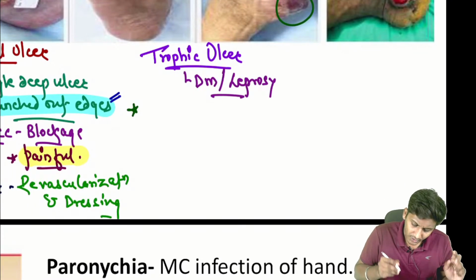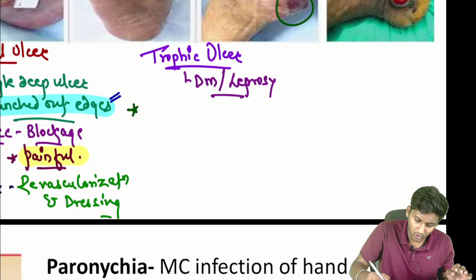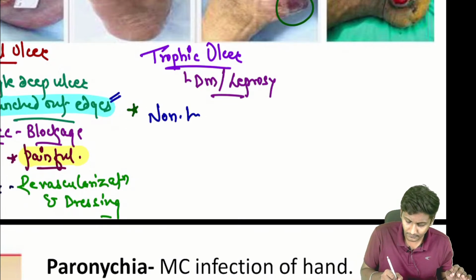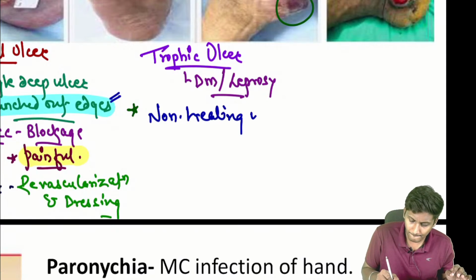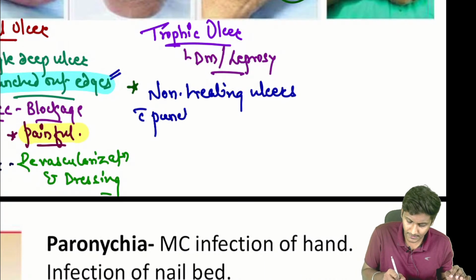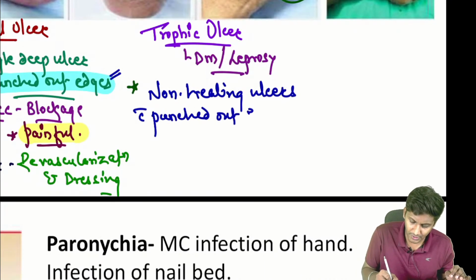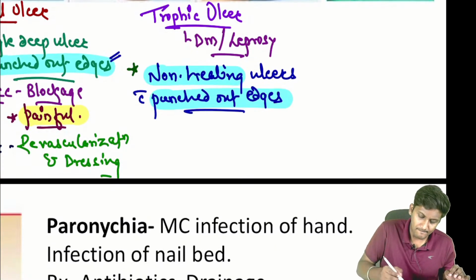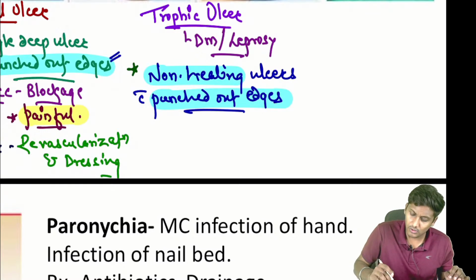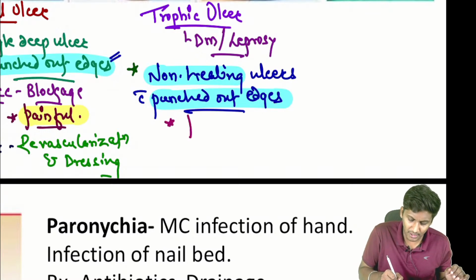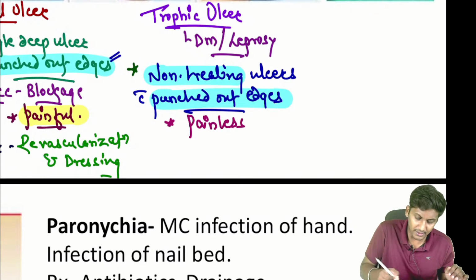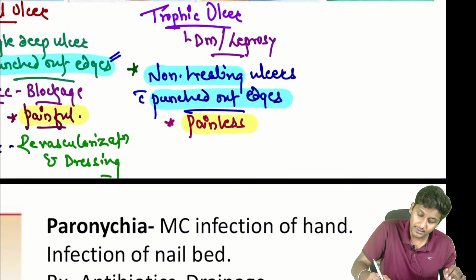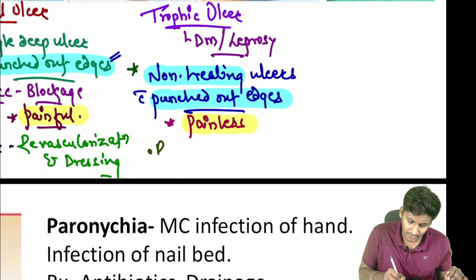You have to remember, trophic ulcers are nothing but non-healing ulcers. With which kind of edges? Definitely with punched out edges, and definitely they are not going to have any kind of pain. They are painless ulcers. Got it? No issues with this, anybody? That is important. Treatment is what?